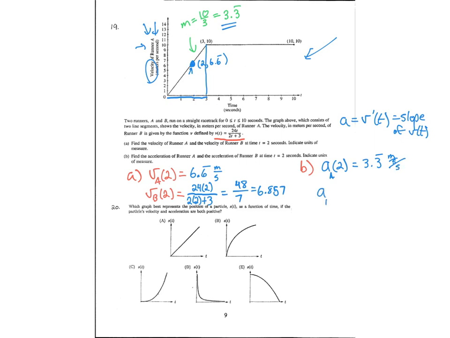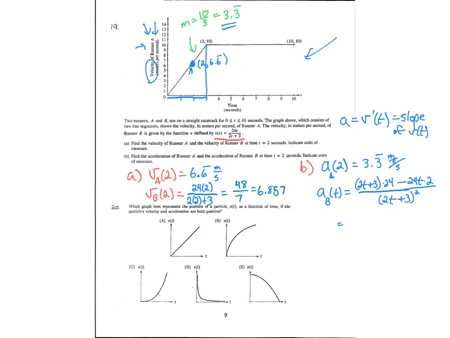And the acceleration of runner B is a little more complicated. Because we're given an equation for the velocity of runner B, to find the acceleration of runner B, we're going to take the derivative of that equation. And we need to use the quotient rule here. So we've got low d high minus high d low, all over low low.